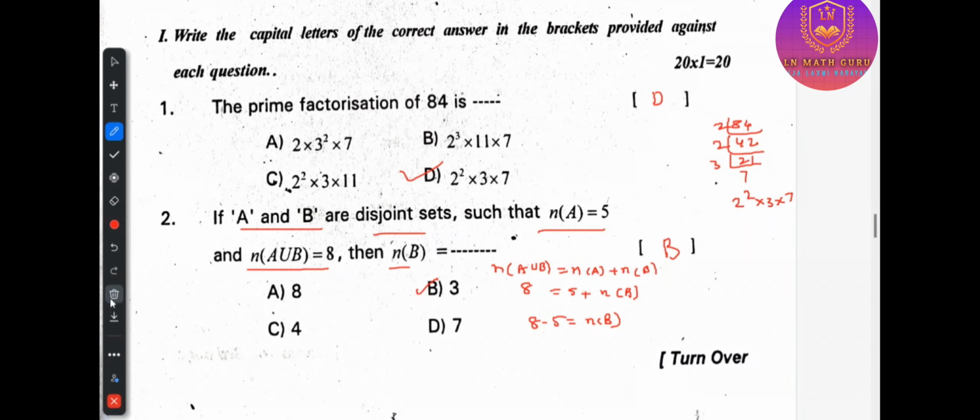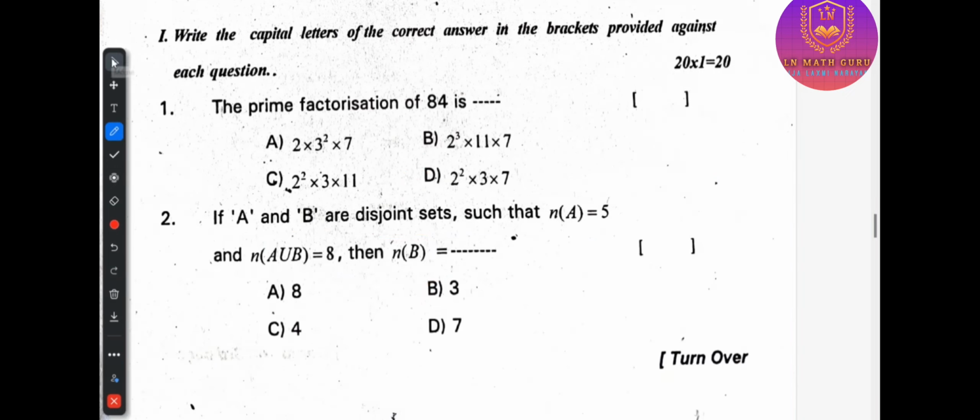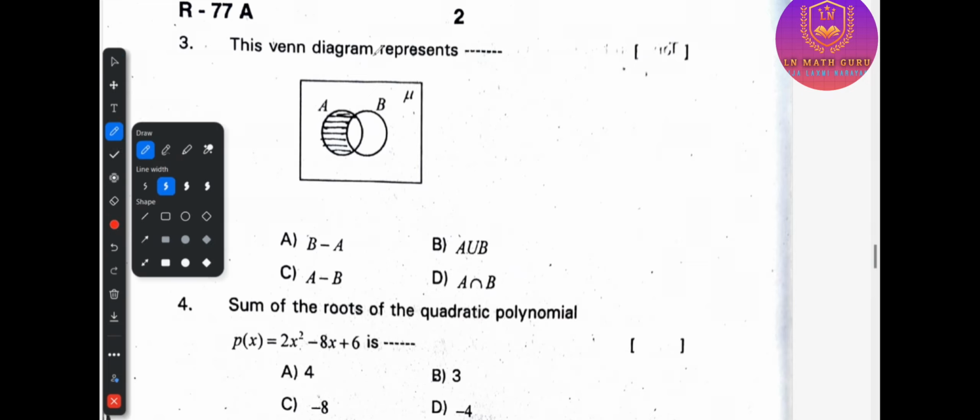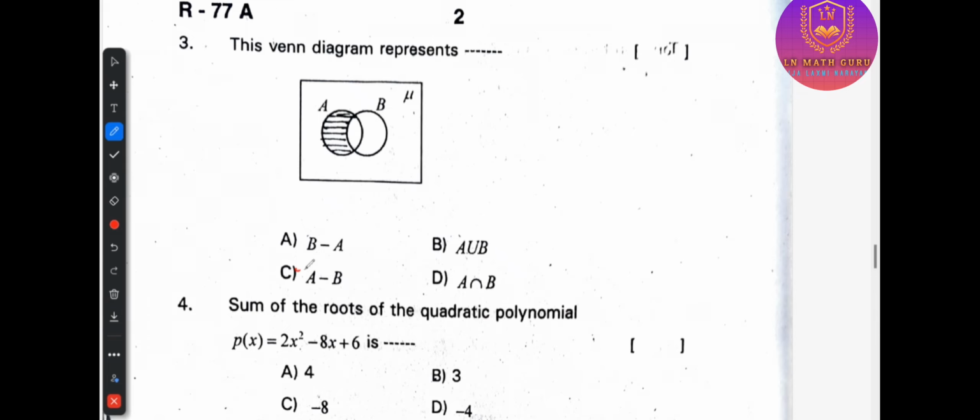We can go to the next question then. See the diagram, in the given Venn diagram B is completely unshaded. That's why we can go to option C, that is A minus B.